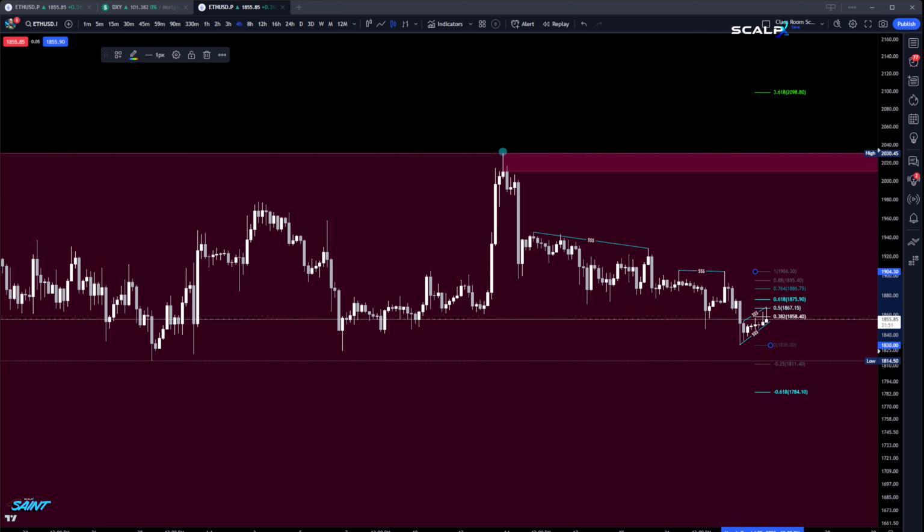And I could technically still break down. I'm measuring my high to my low. This is a loose flag. There's high and tights, and then there's loose flags. So loose flags look just like this.